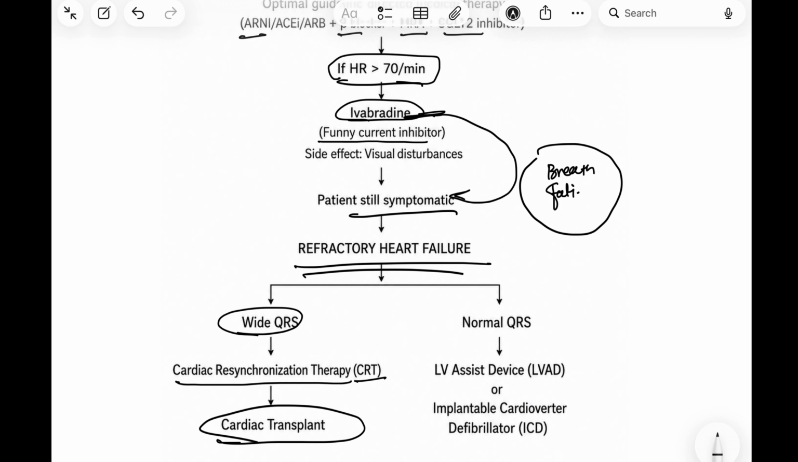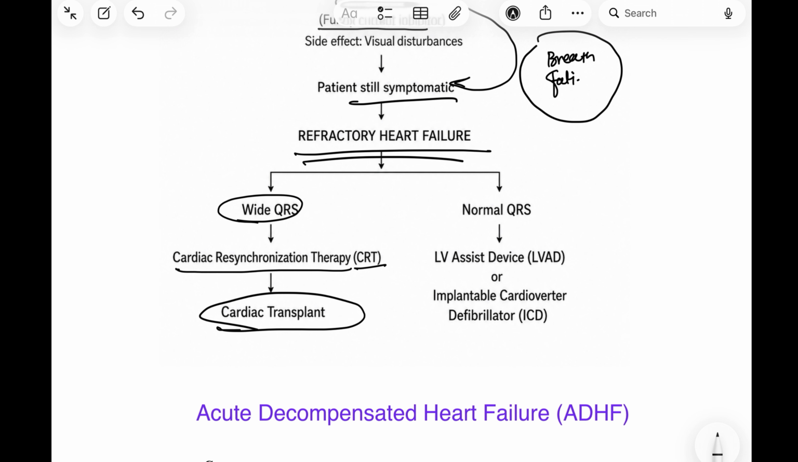So there might be a question in which they explain the patient is having a heart rate more than 70 with symptoms even after giving ivabradine, and the definitive treatment of choice for this heart failure is asked among the following options. The most suitable option for this question would be cardiac transplant, right? Now, if the QRS complex is normal, we will start this patient with a left ventricular assist device, that is LVAD, or it can be started with an implantable cardioverter defibrillator, right? So this is about refractory heart failure.